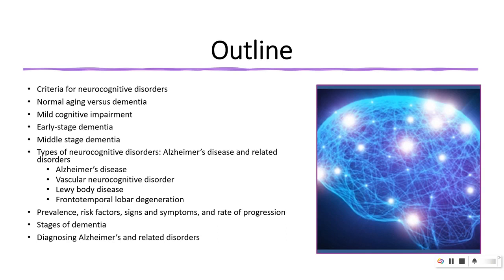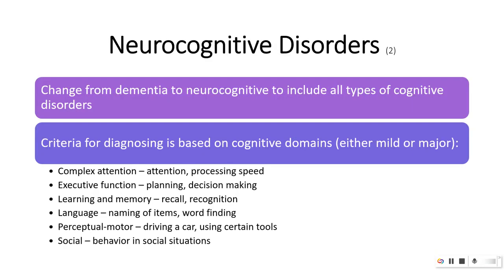The outline is pretty similar to the objectives. So we want to talk about the criteria. We're going to discuss normal aging versus dementia, go through mild cognitive impairment, the early stage of dementia, and the middle stage of dementia. And then we want to discuss the 4 different types of dementias, and those are Alzheimer's disease, vascular neurocognitive disorder, or vascular dementia, Lewy body disease, and frontotemporal lobar degeneration, with the prevalence, risk factors, signs and symptoms, and rate of progression. We'll discuss the stages of dementia, and we're going to discuss the diagnosing of Alzheimer's and related disorders.